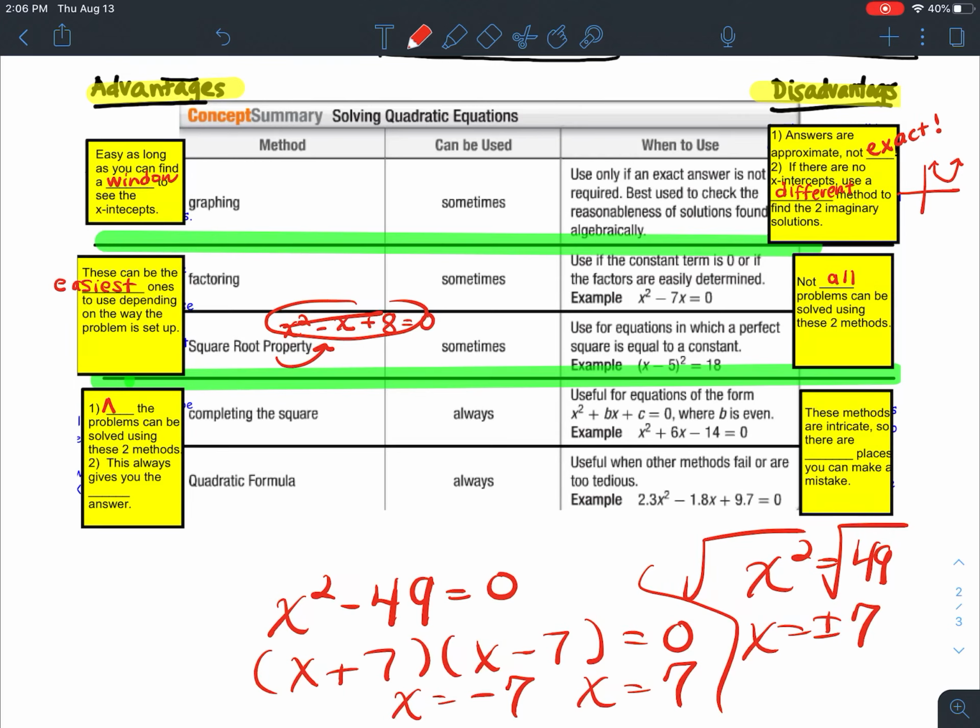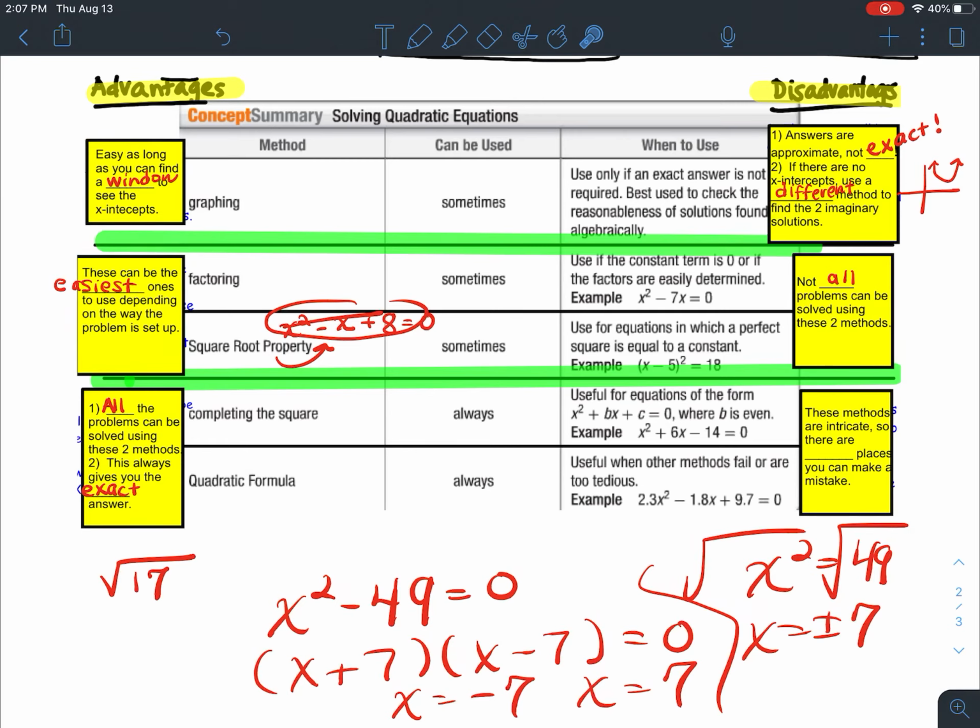Okay, lastly, I've lumped together completing the square and the quadratic formula, again, because they share the same advantages and disadvantages. Here's the advantage of these two. Every single problem, all the problems, can be solved using these two methods. And the other advantage is these two methods will always give you an exact answer, meaning you're not forced to round it.